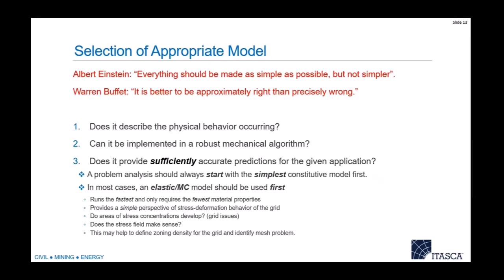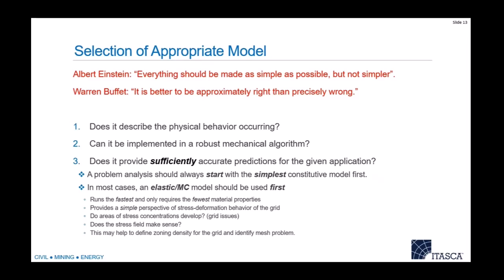You can imagine you could create the most complicated constitutive model ever. It's got 100 parameters in it, and you can match whatever crazy behavior you want. In general, that's not useful because nobody knows what the 100 parameters are. So what you really want to do is get the simplest possible model that will match the observed behavior. Use that, or even start simpler than that and add complexity.